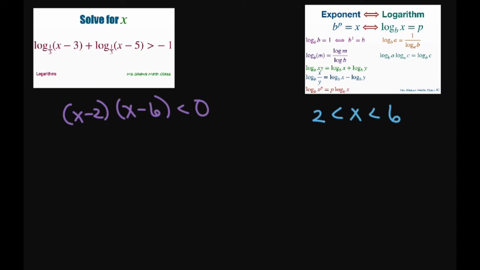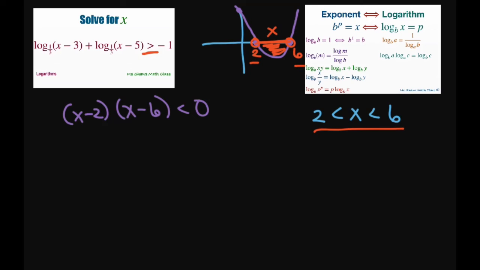And again, if we just did a little quick sketch of this, x is 2, x is 6. It opens up. The y-intercept was 12 here. So basically, where it's less than 0 is right in here, and that occurs between 2 and 6. It has to be an open interval here, because we don't have an equal sign. So x is in between 2 and 6.